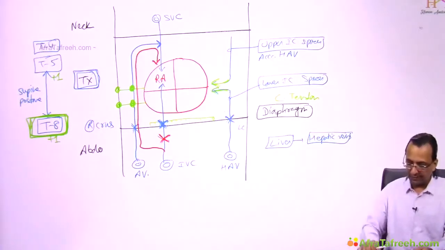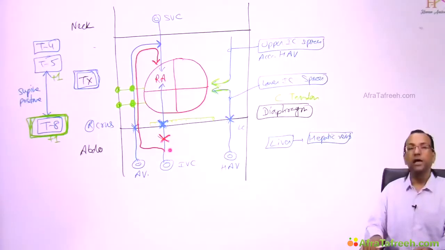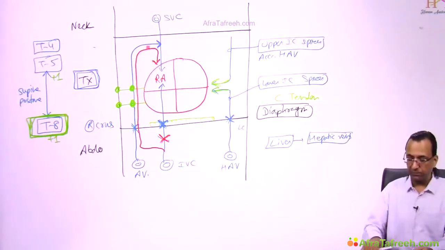Oh, you mean to say the inferior vena cava has some communication with the azygous vein? Yes, there are communications. The inferior vena cava will send the blood into the azygous vein, which will be the collateral to carry blood towards the superior vena cava and towards the right atrium. Yes, it can work the other way also.